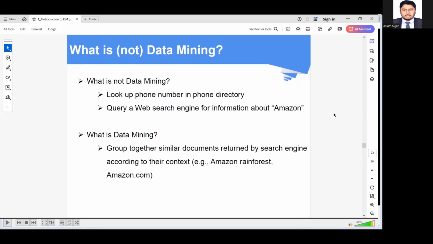So we are not extracting something by querying something and getting something. That is not data mining, right? Data mining means we are extracting some new knowledge that does not already exist. Already no one knows about those things. That is what we can call data mining, right?